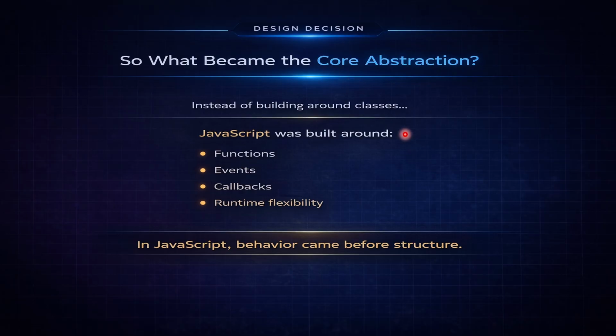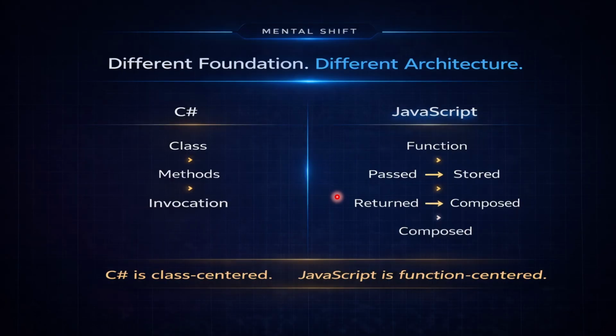So what became the core abstraction? JavaScript was built around functions and events and callbacks and runtime. We'll understand each concept one by one in the coming chapters. So currently, hope you are clear that it's the function which will be the master in a JavaScript application. The function can be passed, the function's return value can be stored, and that can be composed and sent out to different methods and functions, everything will work because JavaScript is completely function centric.